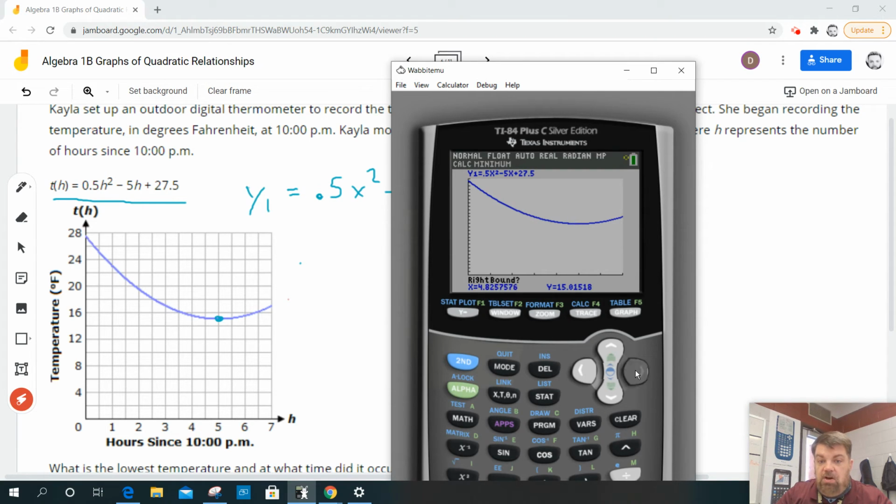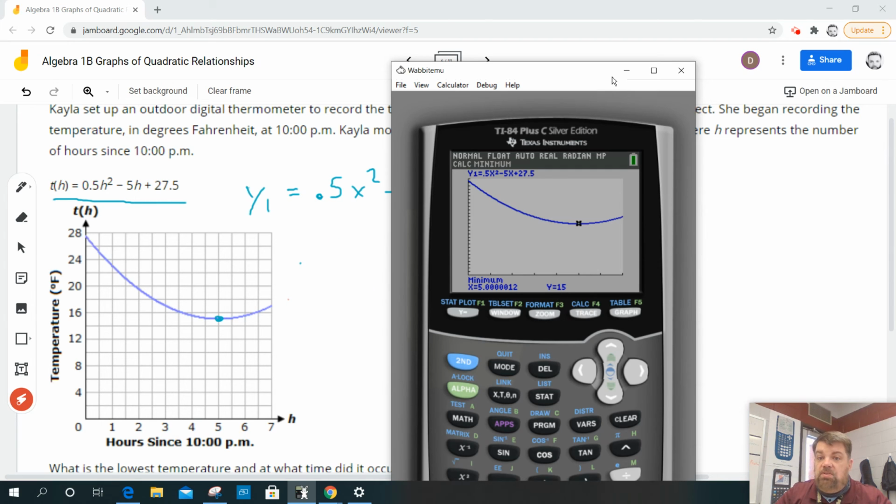So now I'm going to go a little bit to the right of x equals 5. Okay, this is greater than 5. So now I'm going to hit enter, and then it's going to say guess. I'm going to guess 5 or close to it. Okay, then I'm going to hit enter. And the calculator does some math, and it says 5.000. Now what it's doing is approximating it, but it's saying x equals 5 and y equals 15.